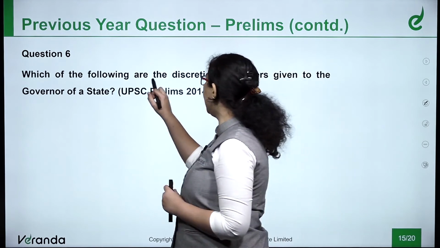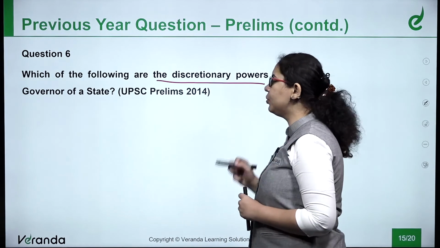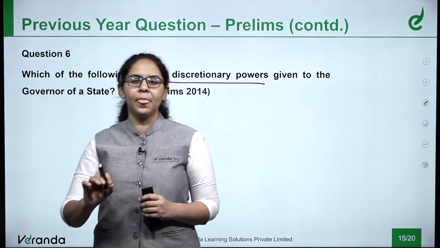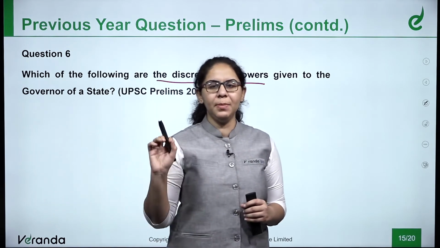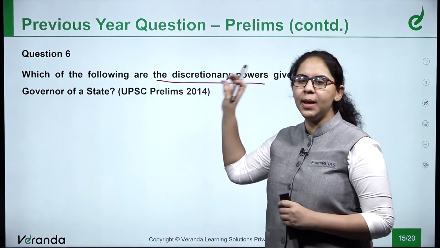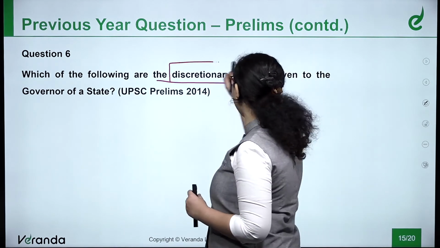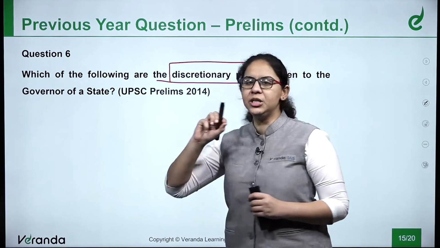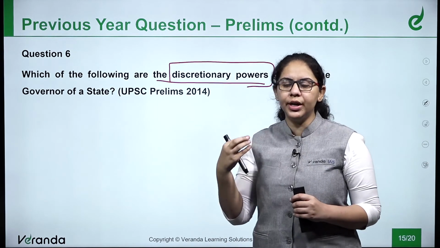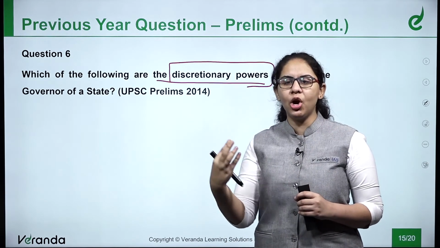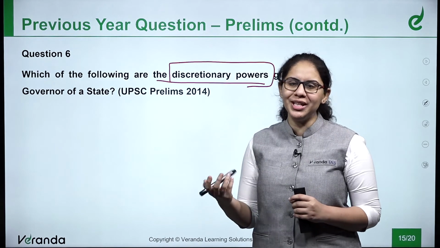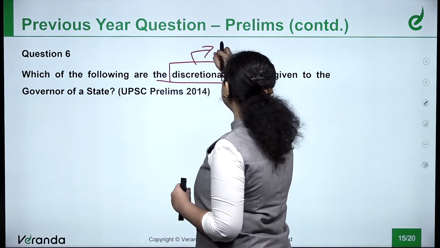Which of the following are the discretionary powers given to the governor of a state? Why have I kept this question? Because again, this is one of the important parts of the syllabus which you have to address. Discretionary powers. What does it mean? It means the powers of the governor which he can enjoy on his own. On his own means not bound by state governments.